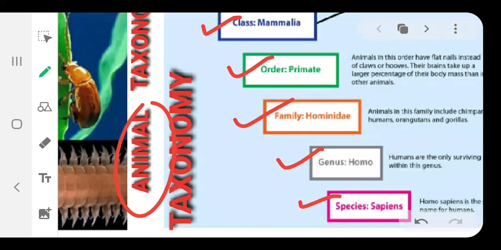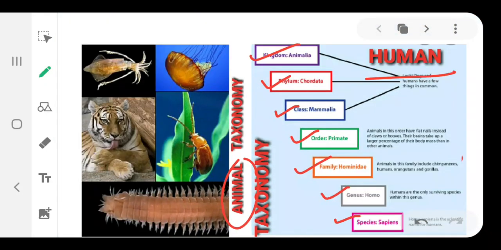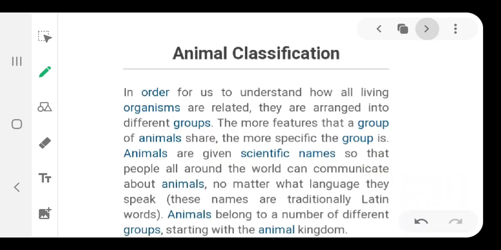So this is how we classify in the classification hierarchy for humans, starting with kingdom, then phylum, class, order, family, genus and species. I already told you a mnemonic to learn these terms. If you don't know it, please view the earlier video tutorial for the same.